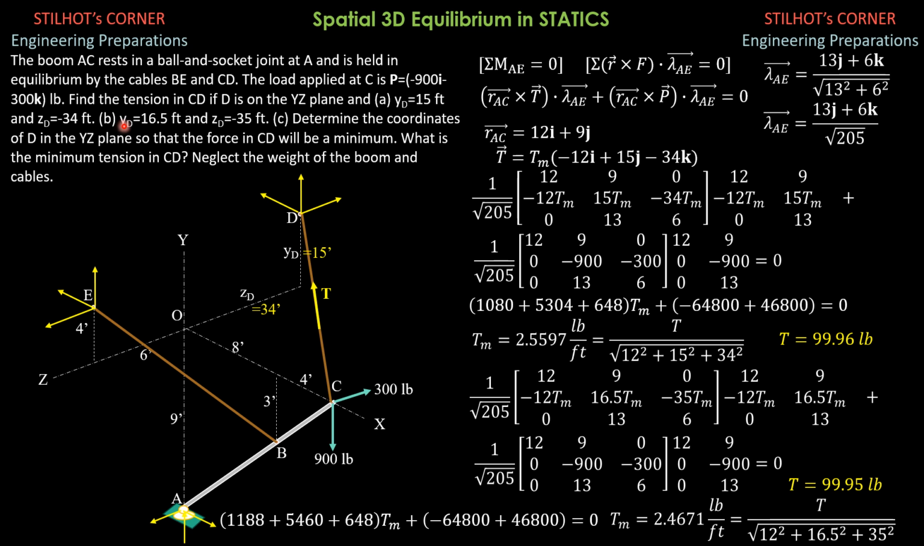Then in part B, we have here YD is 15 feet and Z sub D is negative 34 for part A. Then for part B, YD is 16.5 feet and Z sub D is 35 feet. Very close to the coordinates in part A. And let's find out the difference.